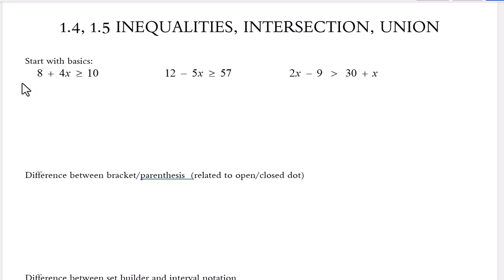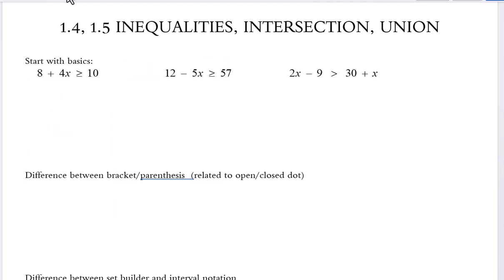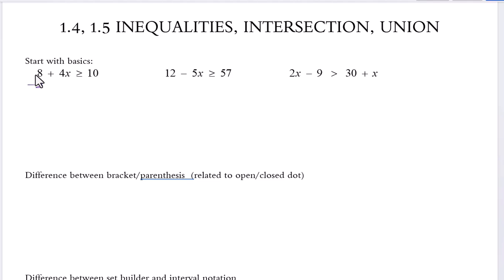So just like with any kind of equation, we're going to subtract 8 from both sides. We're going to have 4x is now greater than or equal to 2. And then dividing both sides by 4, I have that x is greater than or equal to 1/2. Same thing over here, we're going to subtract 12.